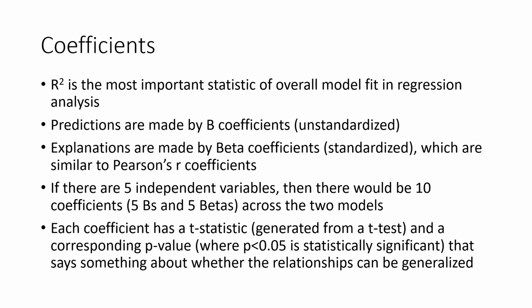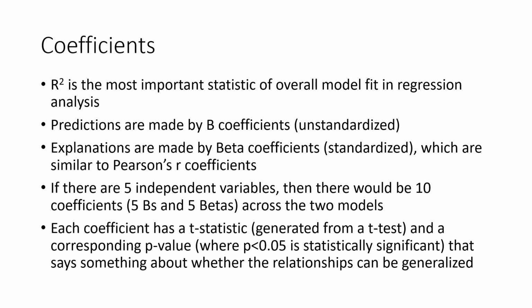So just like in simple regression, where we have coefficients, these were described in the previous chapter as B and Pearson's R, where B is unstandardized and R is standardized. The same is true in multiple regression, right? So R squared, as we already discovered, is the most important statistic of overall fit, but we also can make predictions in multiple regression using B coefficients. These are unstandardized coefficients. And we can also make explanations in the context of multiple regression using instead beta coefficients, which are standardized like the Pearson's R coefficients.